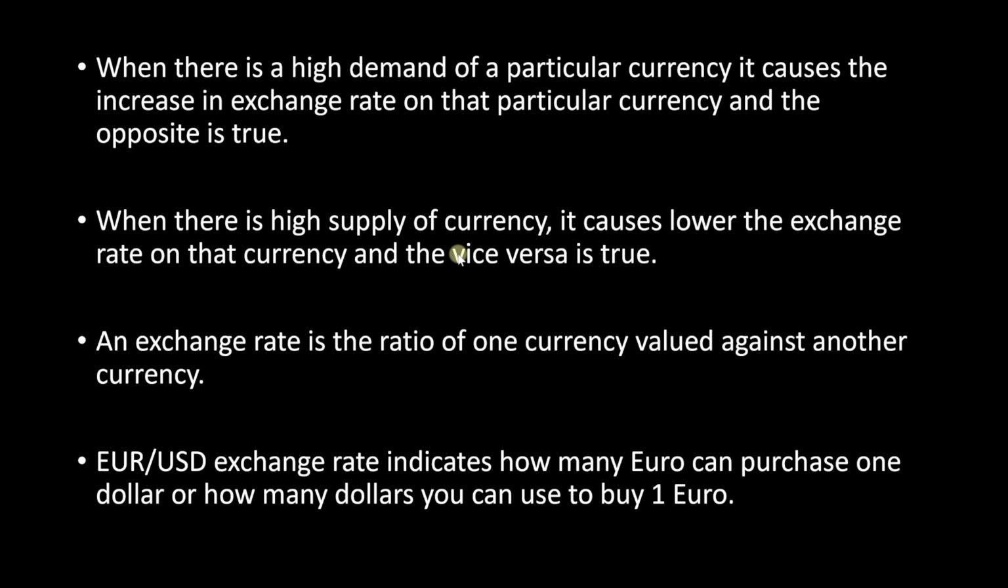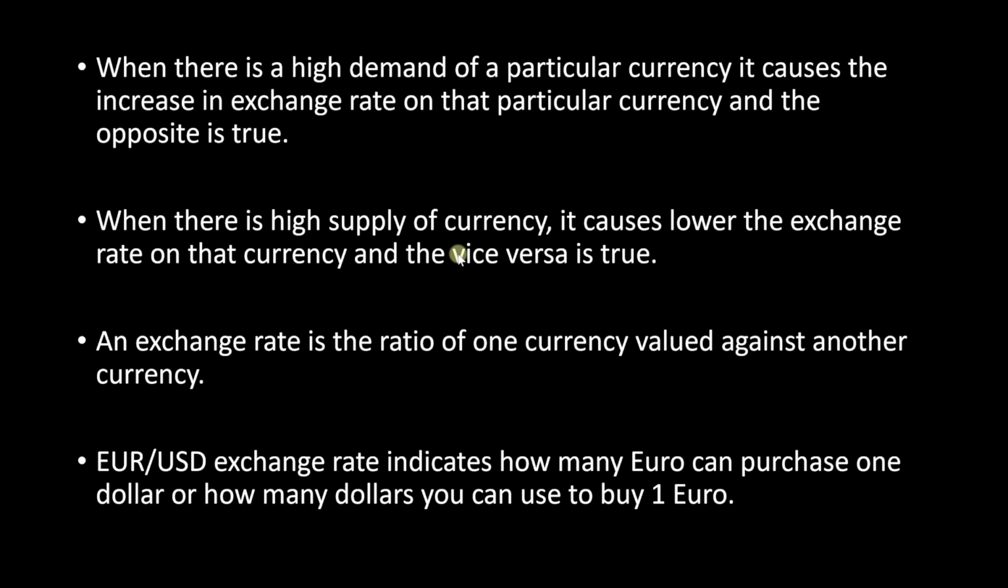So if there is a demand for one currency, it causes an increase in its exchange rate. It's just like buying and selling: if there is demand for something in the market, the price will be higher, but if there is no demand, the price will go down. The same happens with the currency we're dealing with here. When there is a high supply of a currency, it causes a lower exchange rate on that currency, and vice versa. It's just the way we have discussed, right?